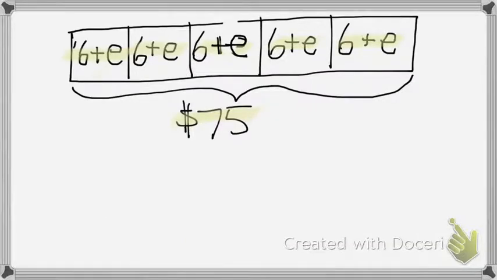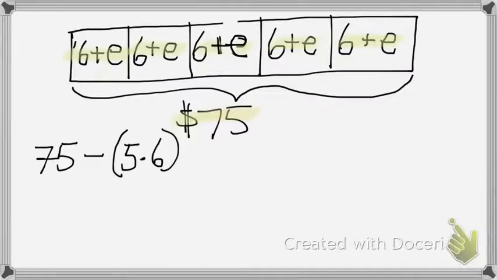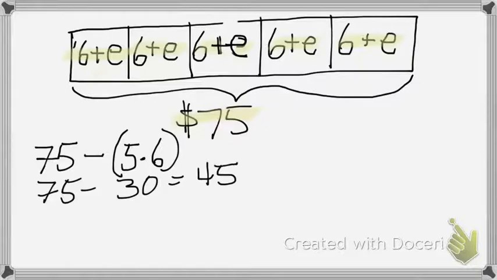Okay, so let's look at what we know right now. We have $75, our total. Now we can take away the 5 sixes here. We multiply 5 times 6, which equals 30, of course. So 75 minus 30 equals 45. So the unknown portion of this is the $45.